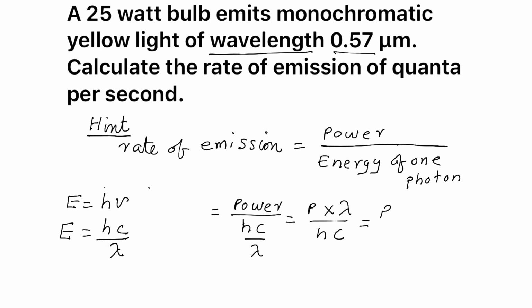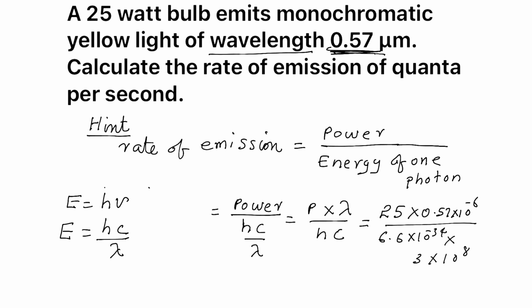What is power? It's given in the question, 25. What is lambda? 0.57 into 10 raised to minus 6 meter, right? By h. What is h? 6.6 into 10 raised to minus 34. Okay, if you want you can write 6.624 and all. Okay, fine. Into, what is c? 3 into 10 raised to 8. On substitution, you will get 7.18 into 10 raised to 19.